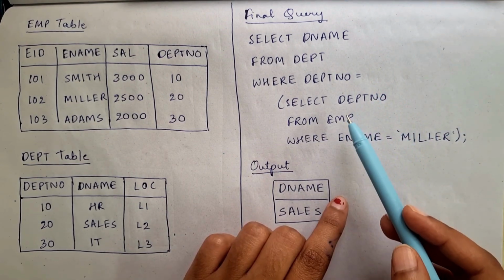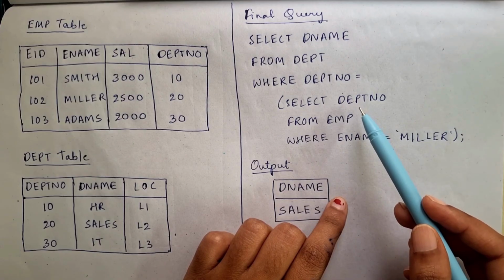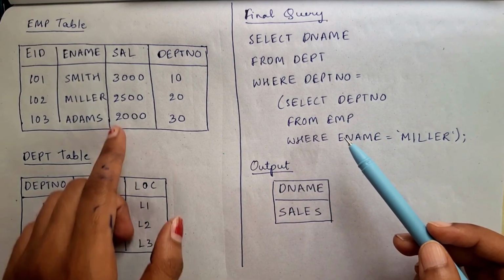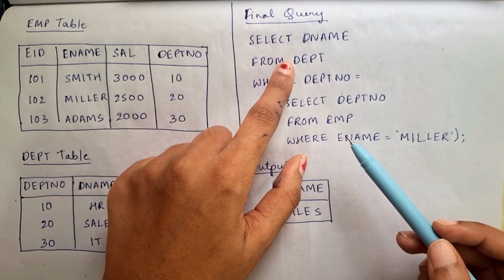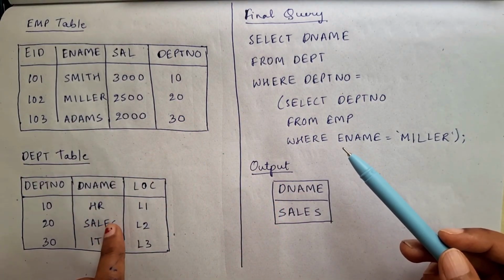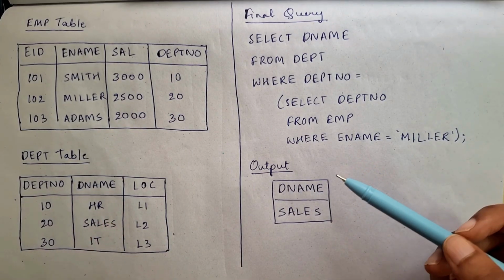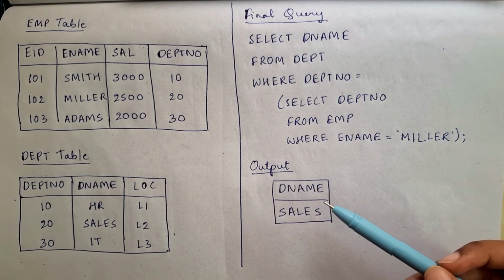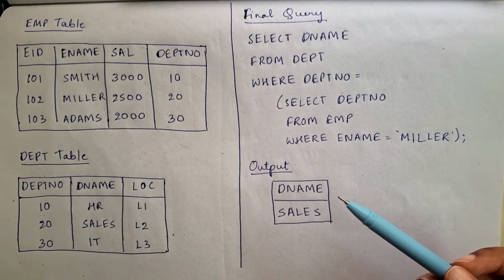Here you can see 20 is replaced by a subquery to find the department number. Here the inner query runs first and finds the department number of Miller. Then the outer query uses that result, which is 20, to find the department name from the department table. So guys, this is the perfect example for case 2 of when to use subqueries, where the condition is in one table and the data we want is in another table.